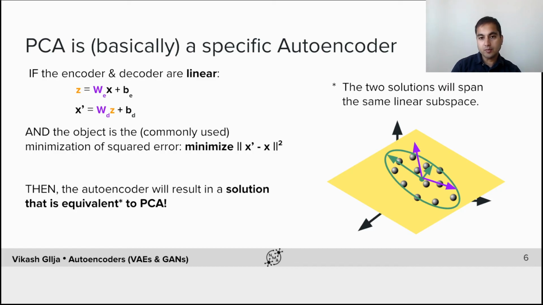Why are they equivalent? Because both PCA and this linear autoencoder can only perfectly represent data that lives on this plane. Any variation that lives off of this plane will not be represented by either model. So they have equivalent representational power.